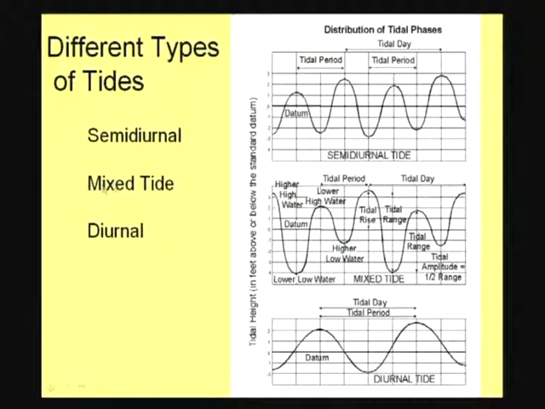The other possibility is a mixed tide. In the mixed tide, you have a high tide and a low tide every 12 hours, but one of the high tides is larger and the one in between is smaller. It is a mixture of diurnal and semi-diurnal. Now the question is, what causes the tides?